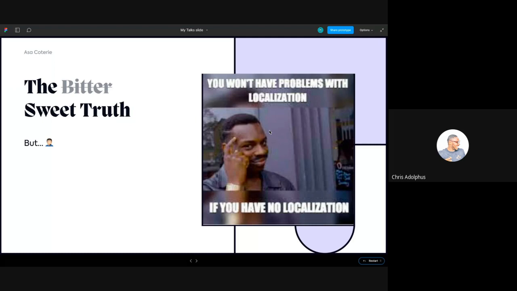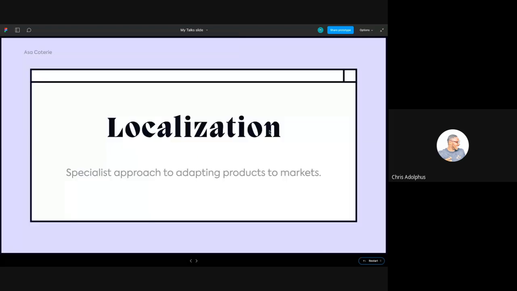So what is localization to me? In my experience and in my own understanding, localization is just a specialist approach to adapting products to new markets. What I mean is that as opposed to looking at all the countries, I want to focus on just one small country. I want to focus on just one small market within a country and understand how my product is able to scale into this country effectively and in a promising way.